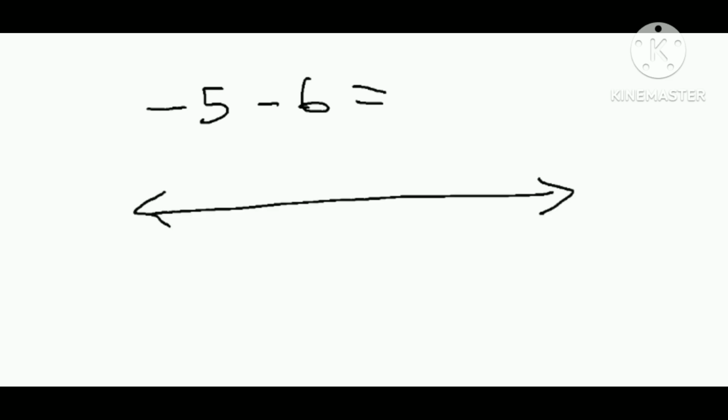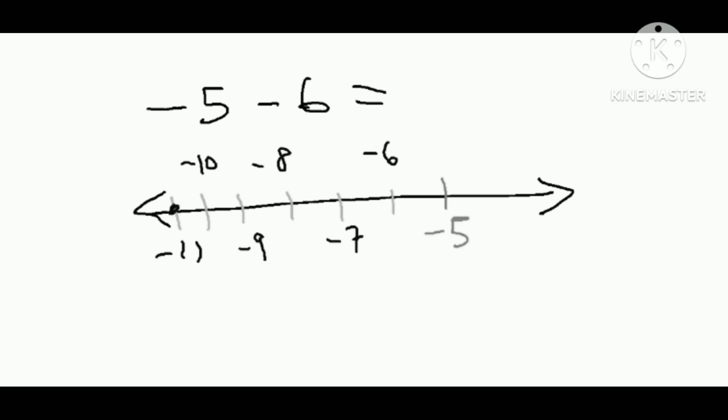Now what about this one? Let's say you have negative 5 minus 6. What is the value of negative 5 minus 6? So let's start with negative 5 on the number line. And if we're going to subtract it by 6, we need to move 6 units to the left. So 1, 2, 3, 4, 5, 6. So this is negative 6, negative 7, negative 8, negative 9, negative 10, negative 11. So negative 5 minus 6 is equal to negative 11.